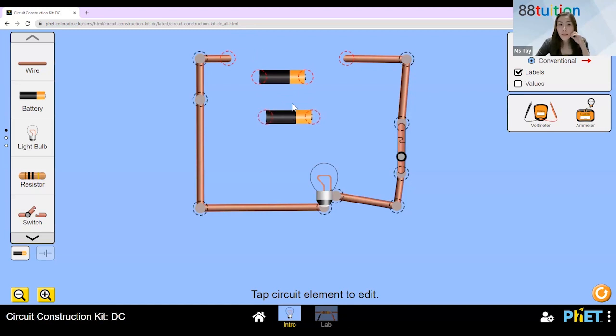What is the long line representing and what is the short? Okay, good. Well done. Answers are coming out. So I have many students telling me the positive and negative terminal, right? Then the long is actually positive, short is negative.